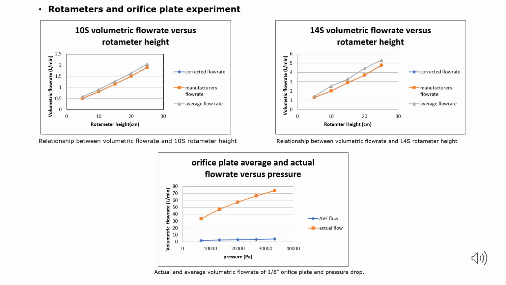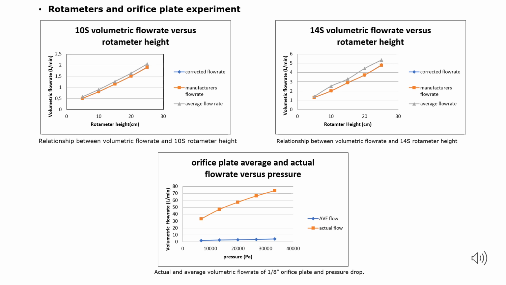Rotameter and orifice plate experiment. Figure 2 illustrates the effect of rotameter height on volumetric flow rate through a 10S rotameter. The 10S rotameter performed well, as there is a strong correlation between the manufacturer's curve and the experimental curve. The manufacturer's curve and the corrected manufacturer's curve coincide. This shows that the 10S rotameter is more accurate in measuring liquid flow rates.